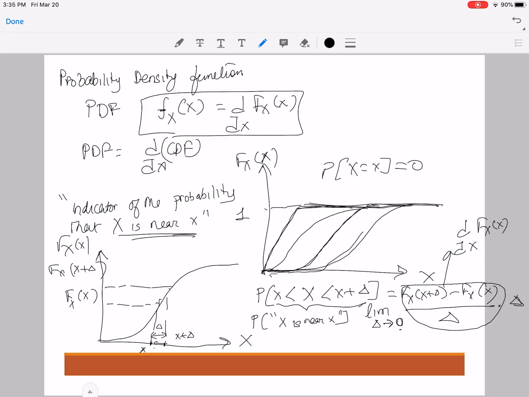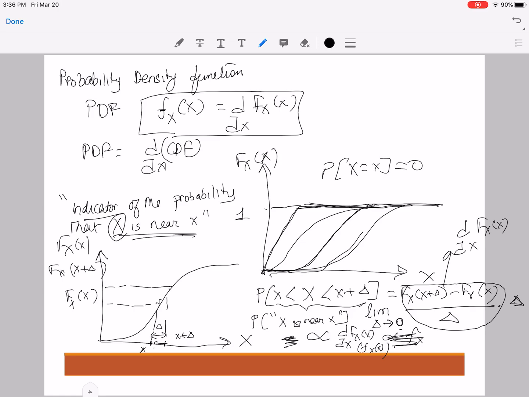And if you were to replace this delta term with a proportionality constant, then the probability that X is near small x is proportional to d by dx of capital F of x, or essentially proportional to f of x. So this term is f of x, the probability density function. That's what the probability density function is physically interpreted as: an indicator of the probability that capital X is near small x.